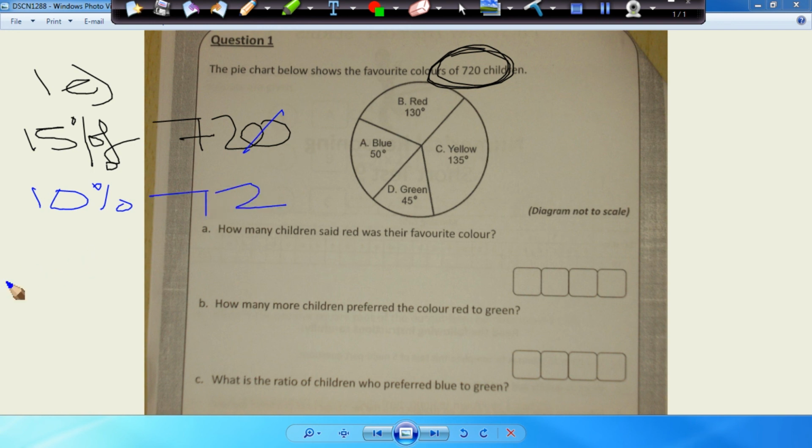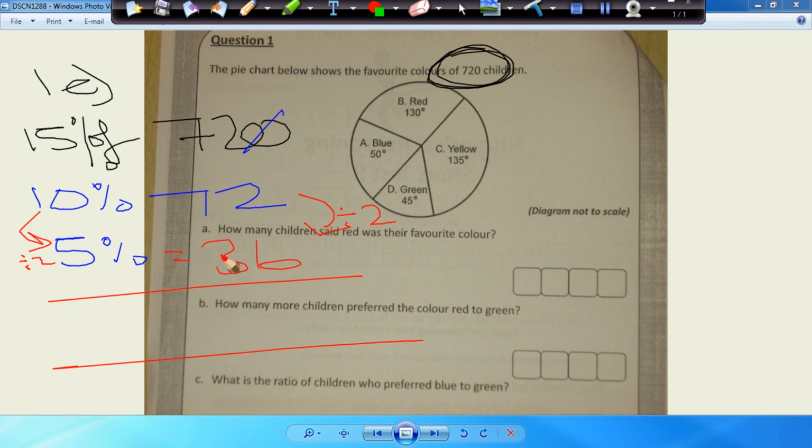Okay, quiet now. Okay, now I need another 5%. How do we get to 5% once we know 10%? What do we do? You halve it. Half of 10% is 5%. And half of 72 is 36. So we need 15%, so we have to add the 10 and the 5. So 72 and 36, that gives you 108. And 108 is the answer to question 1E.